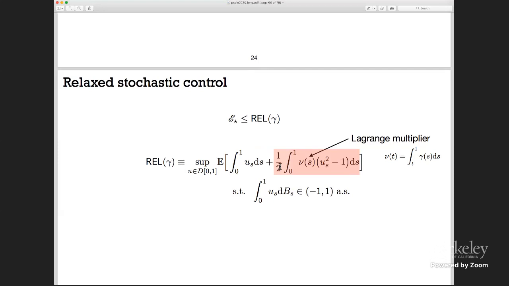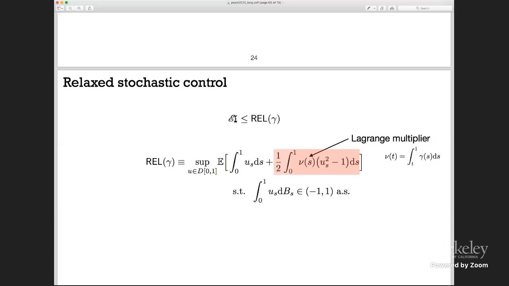So I'll try to put that constraint in the objective function. I'll just multiply it by a Lagrange multiplier, call it nu here. This is the usual thing you would do with a convex or non-convex optimization problem. When you relax it, you put the constraints in the objective function and you multiply it by a multiplier. And that multiplier, I wrote it here in a very convenient way in terms of this function gamma. The name gamma is not fortuitous. It is related to the Parisi formula in a second. So this becomes a convex problem that I can try to study, that I can try to analyze.